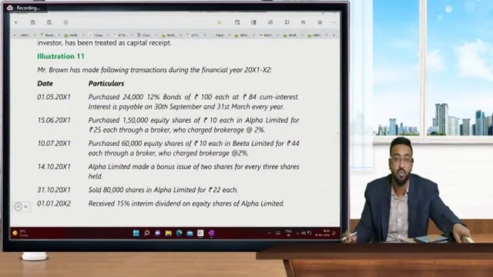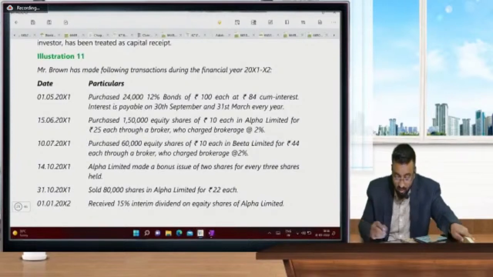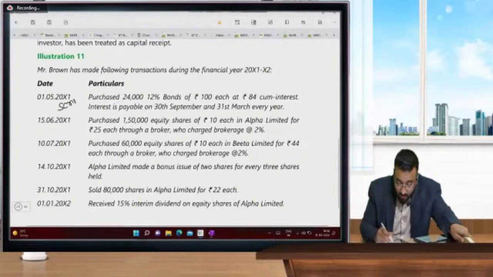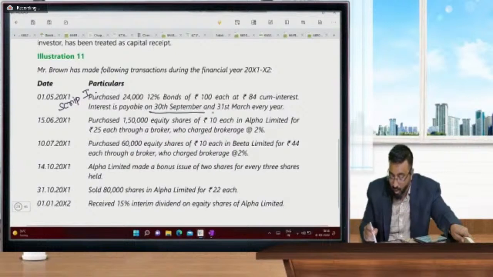Mr. Brown has made the following transactions during the year. Purchase 24,000 12% bonds. Bonds, beta, which script? Please write it properly. So this is script number 1. Payable on 30th September and 31st March.